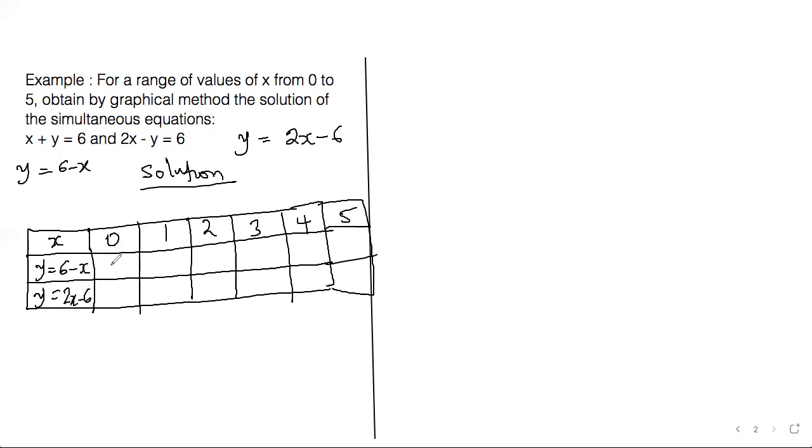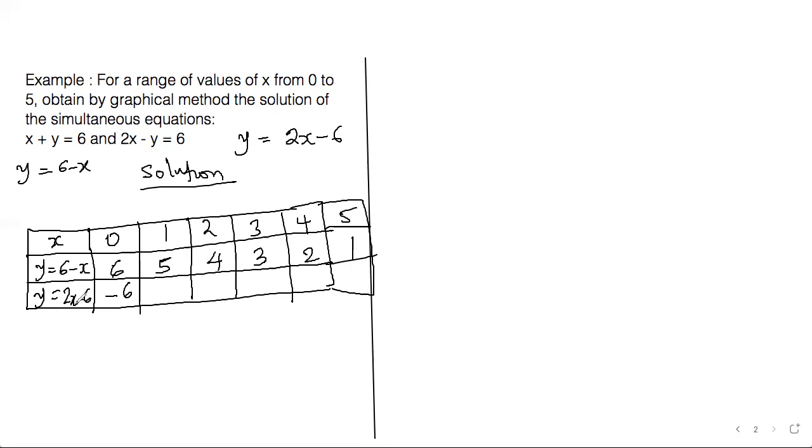So I want to get the values of y for each value of x. When x is 0 here, what do I get for y? 6 minus 0, that's 6. 6 minus 1, that's 5. 6 minus 2, 4. 6 minus 3, 3. 6 minus 4, 2. 6 minus 5, 1. So for this one, when x is 0, y will be minus 6.